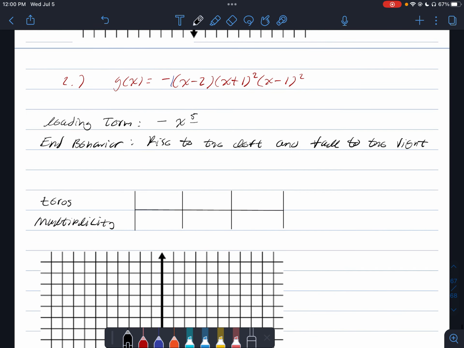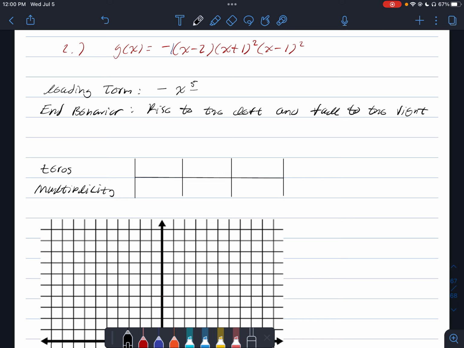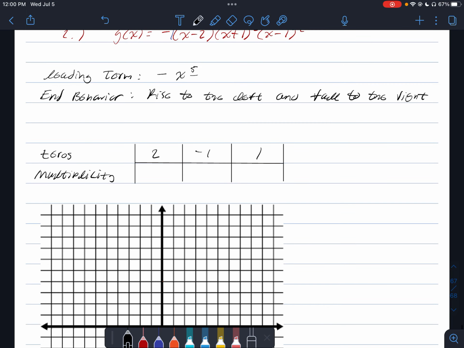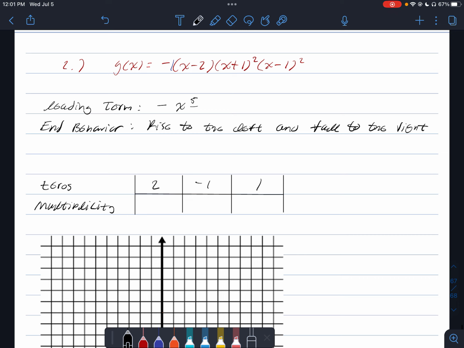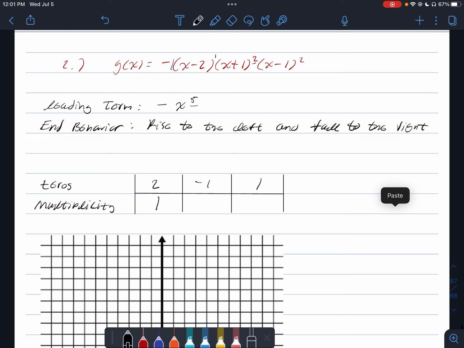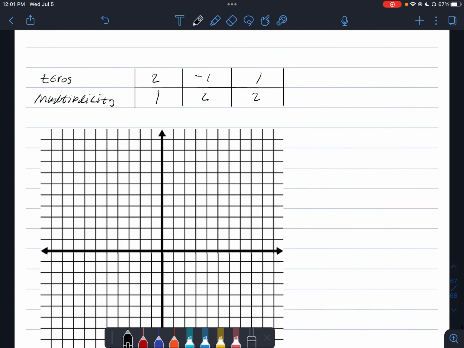Okay, so let's look at our zeros. So here we have x minus 2, so that means that 2 is going to be one of our zeros. We have x plus 1, that means negative 1 will be one of our zeros. And we have x minus 1, so 1 will be one of our zeros. Okay, so now let's look at the multiplicities. So x minus 2 only shows up once with an exponent of 1. Therefore, we're going to have a multiplicity of 1. X plus 1 has an exponent of 2. Okay, so negative 1 is going to have a multiplicity of 2. And x minus 1 shows up with an exponent of 2. Therefore, we're going to have a multiplicity of 2 here as well.